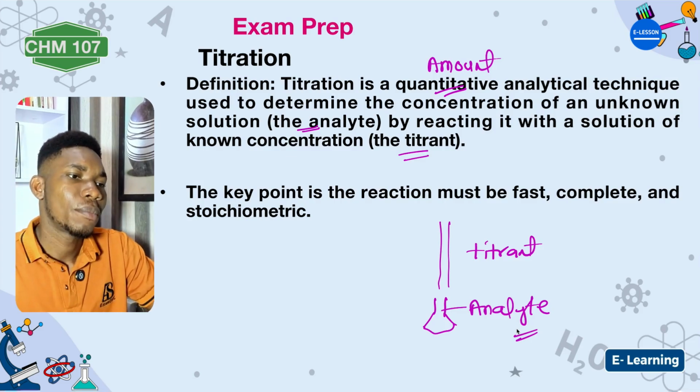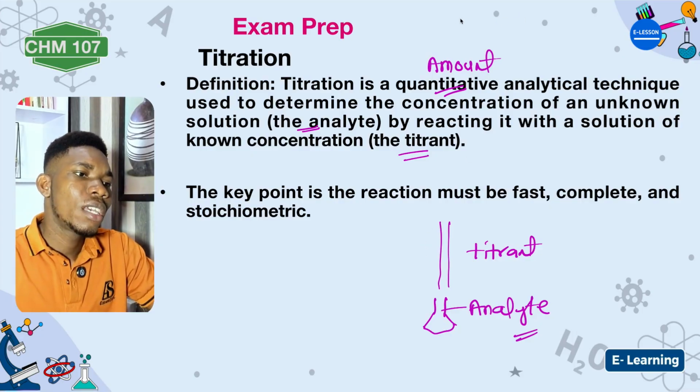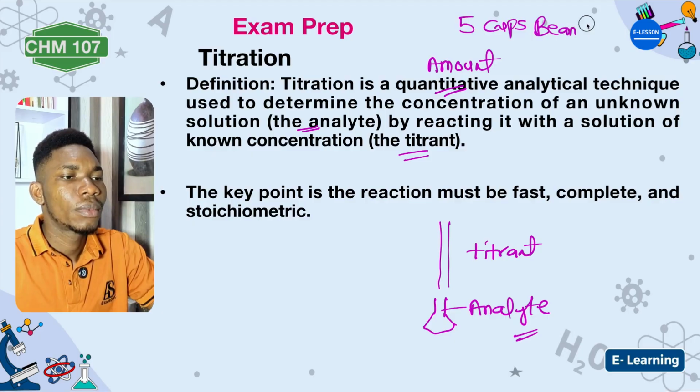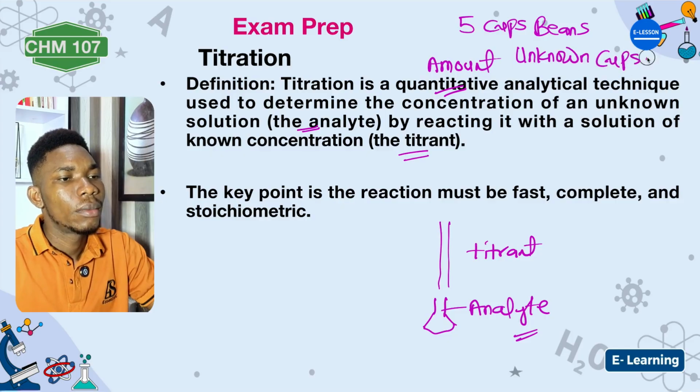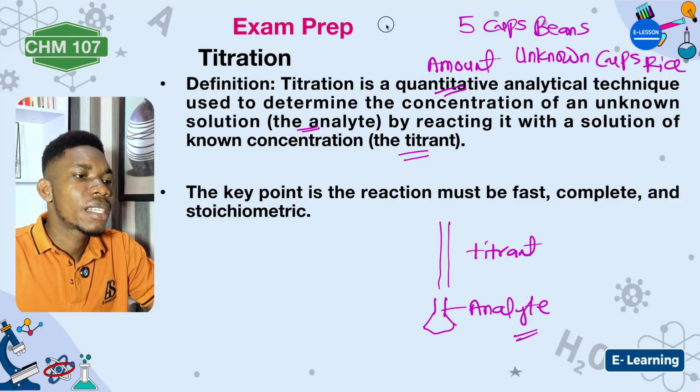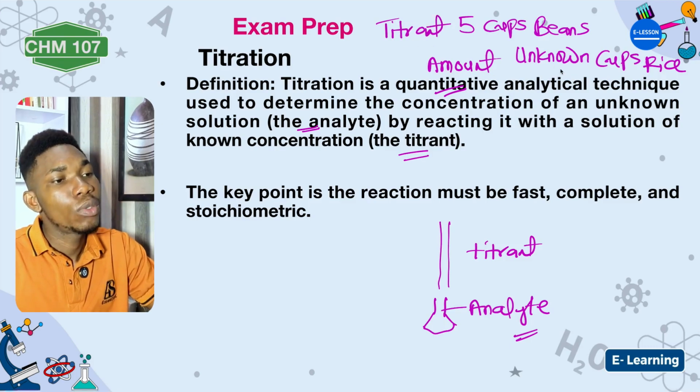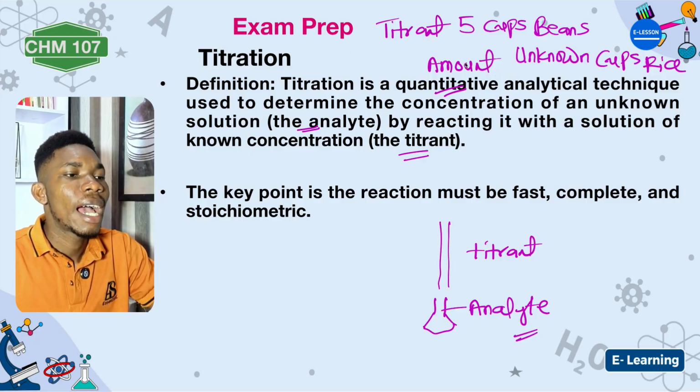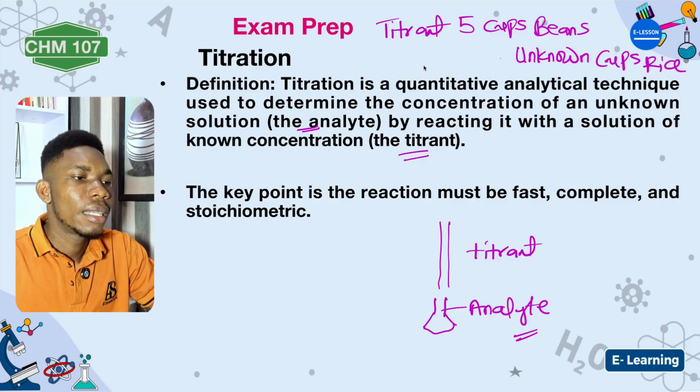Now, let me give you an example. For instance, let us say you have 5 cups of beans. Let me use this illustration. And then you have unknown cups of rice. Now, the 5 cups of beans is the titrant. That is the one you know. While the unknown cups of rice, you don't know how many cups of rice there are, is the analyte. Is that okay? That is the analyte.